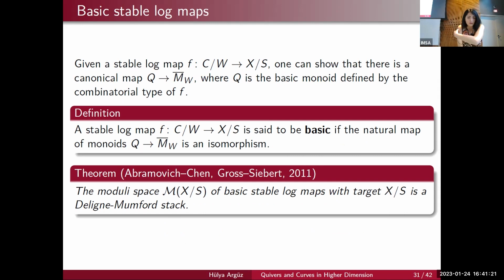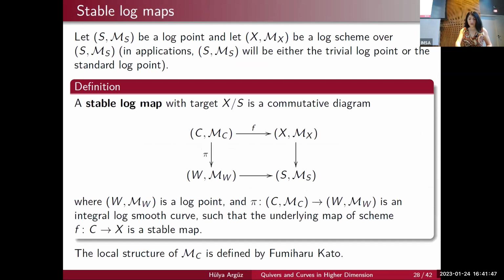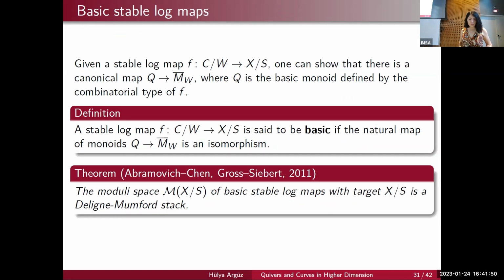To do this, they show that, first they have this definition of a basic stable log map. Given a stable log map, one can show that there's a canonical map from this monoid Q to M bar W, where Q is the basic monoid defined by the combinatorial type. And we call a log map basic if we fix this M_W in the description of this stable log map to be Q. And in this case, Abramovich-Chen and Gross-Siebert prove that if you look at the moduli space of all basic stable log maps with target X over S, this is a Deligne-Mumford stack.